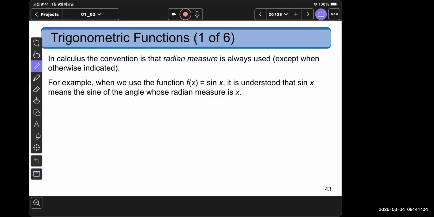And in our class, we will use the radian measure instead of the degree measure. So when I say sine pi, then this pi is the angle measured in radians. So that will be 0. Okay. So we are going to use radians.